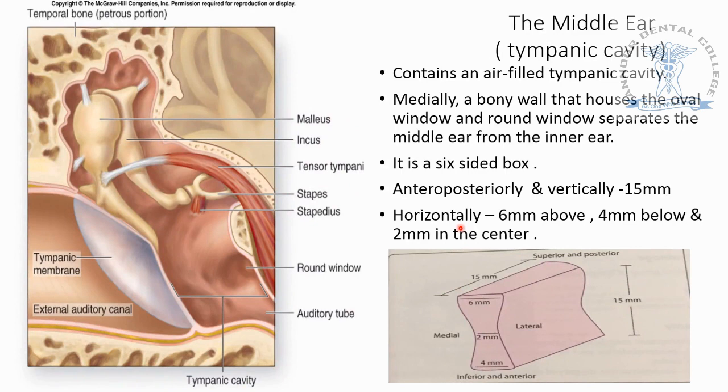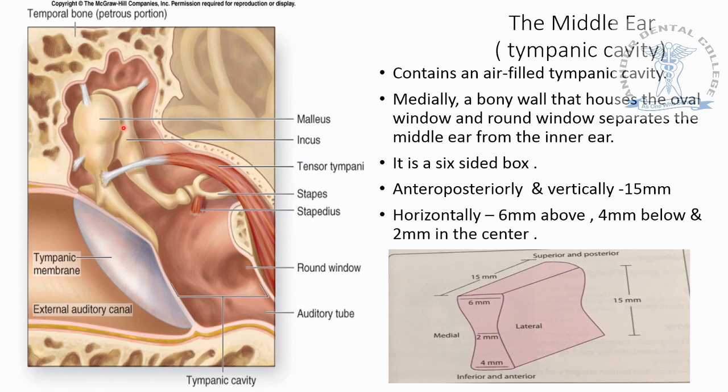The middle ear is also known as the tympanic cavity or tympanum. It is a narrow air-filled space situated in the petrous part of the temporal bone. Laterally it is separated by the tympanic membrane, and medially there is a bony canal that houses the oval window and the round window. This bony part separates the middle ear from the inner ear.